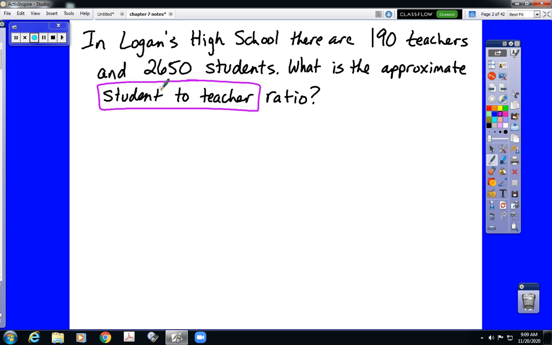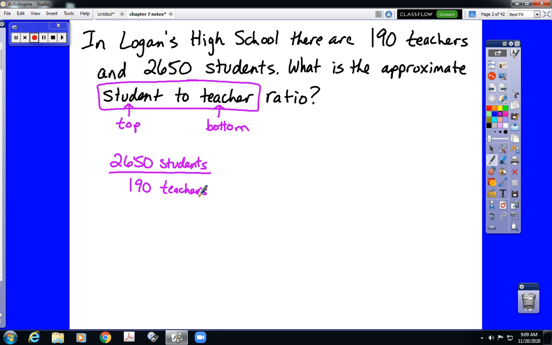The key here is student to teacher. As soon as we see this, that is telling you which number is supposed to go on top. Because it says student to teacher, that tells us that the student number is supposed to go on top of the ratio, and the teacher number is supposed to go on the bottom. So we would set up the ratio 2,650 students to 190 teachers.